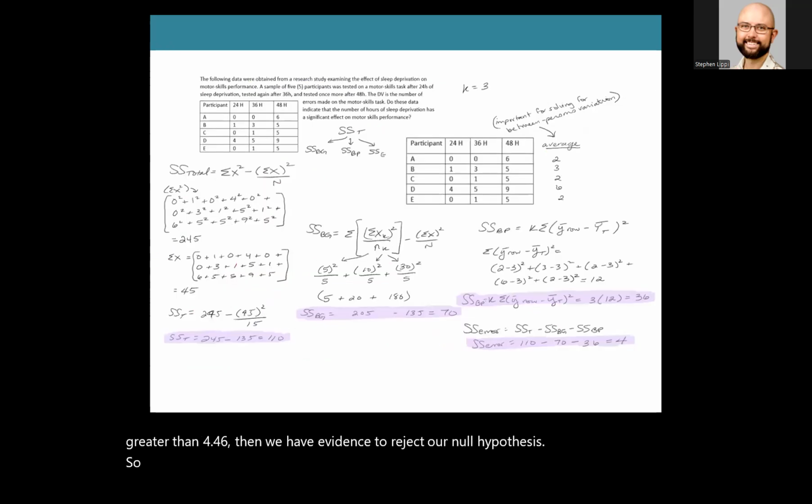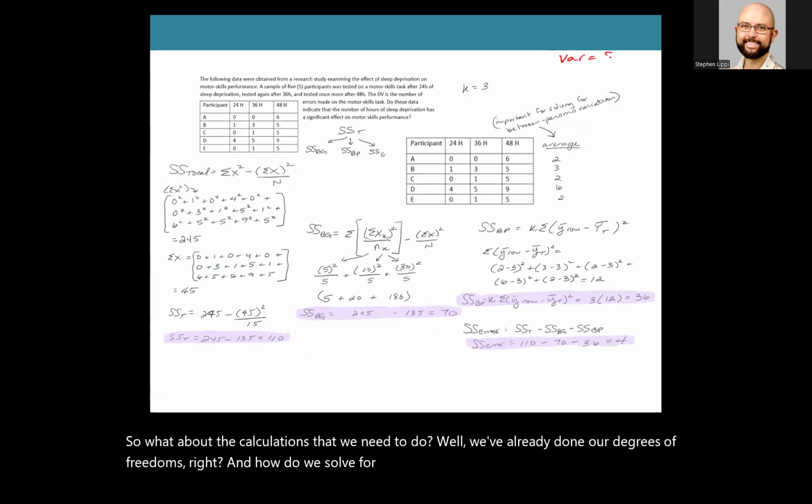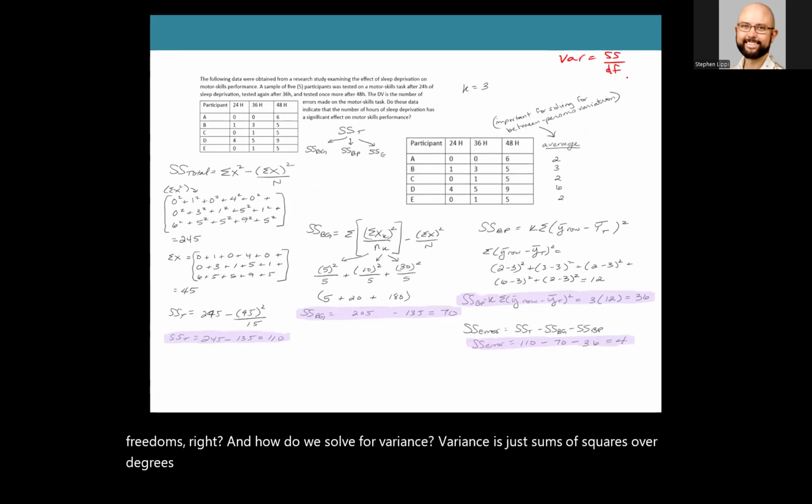So what about the calculations that we need to do? Well, we've already done our degrees of freedom, right? And how do we solve for variance? Variance is just sums of squares over degrees of freedom. So you're already halfway there just by doing very simple calculations for degrees of freedom.